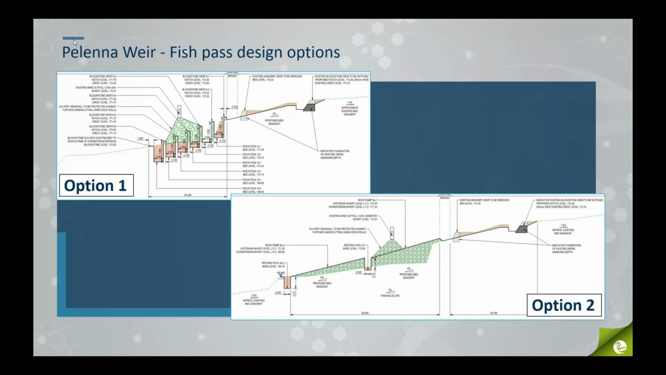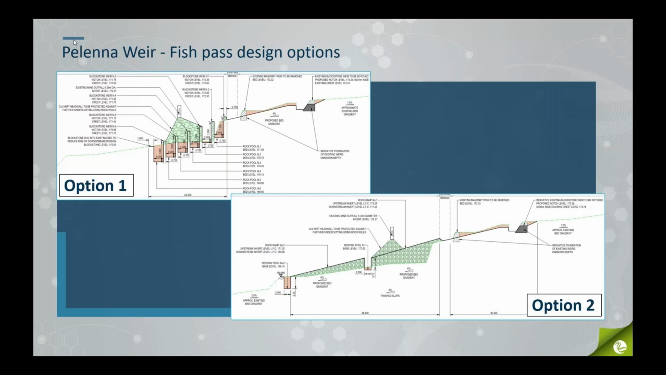The first option is very similar to the Palermo culvert option, which was to create a series of notched weirs and pools. In this case, it'd be 6 pools. The second option was basically to regrade the bed and create a couple of rock ramps with a pool in between.